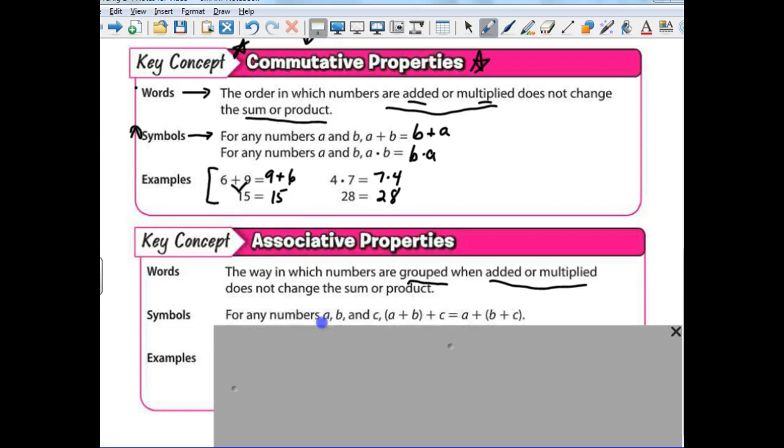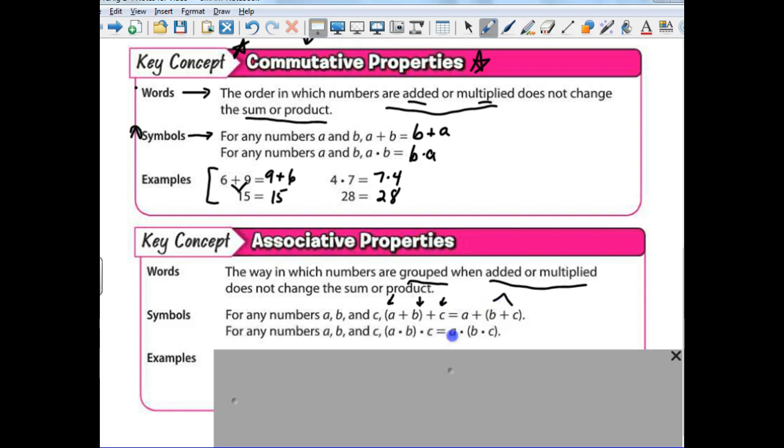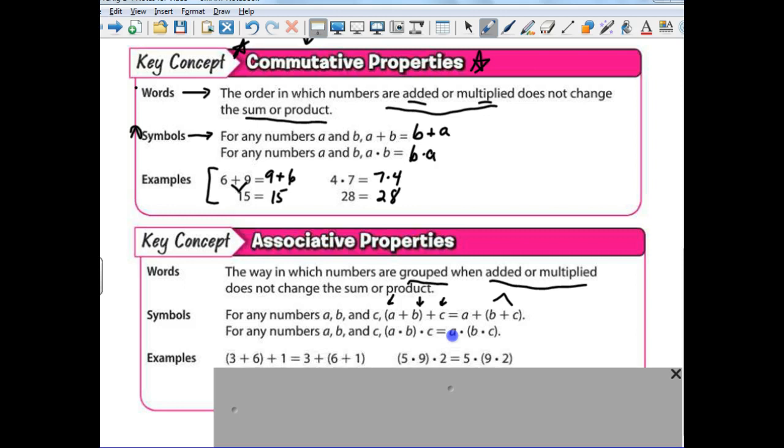Okay, here we go. If you have any numbers a, b, and c, this looks a lot more confusing than it is. Notice the parentheses around the a and the b. If you add those two numbers and then you add c, you get the same thing as if you add b and c first and then add a is what that second part says. It looks a lot more confusing here. Let's go down to the bottom and see if we can make sense of this.